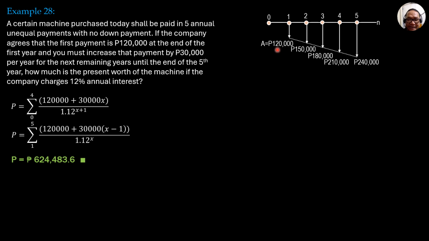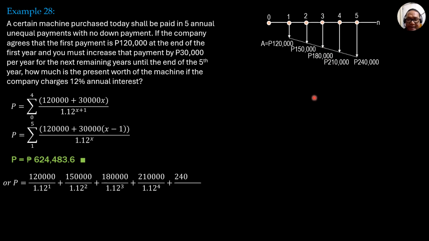The other way, using your calculator also, let's project each of these payments to the present by dividing by 1.12 raised to n in general, where n is the year number. So 120,000 divided by 1.12 raised to 1 plus 150,000 divided by 1.12 raised to 2 plus 180,000 divided by 1.12 raised to 3 plus 210,000 divided by 1.12 raised to 4 plus 240,000 divided by 1.12 raised to 5. So solving for P, the present worth, it is also 624,483.6.